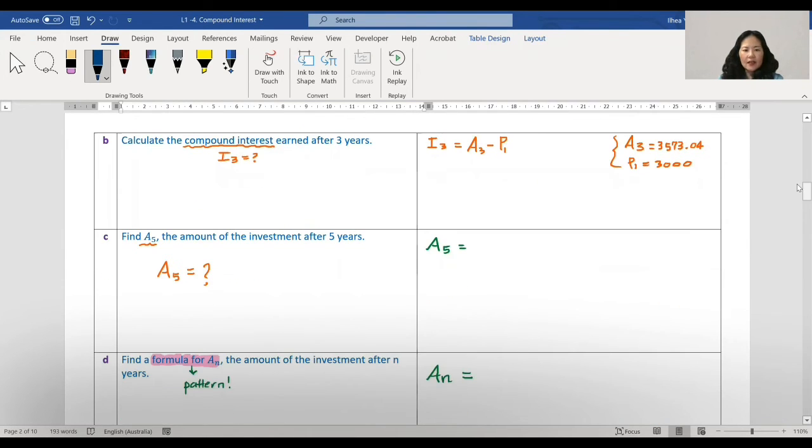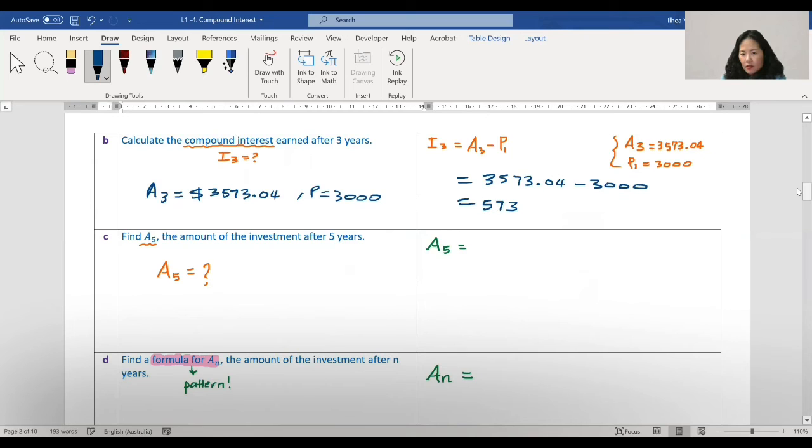So let's have a look. Calculate the compound interest earned after 3 years. The one that we found in part A, A3, is the total amount that you have after 3 years, which was $3,573.04. The initial was 3,000. So the interest will be basically $3,573.04 take away 3,000. And that's the extra bit you're going to get at the end of 3 years. So $573.04.